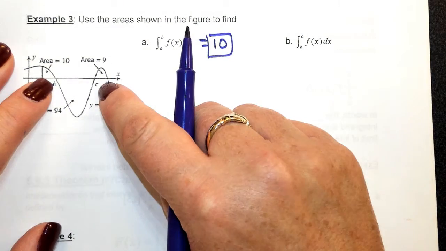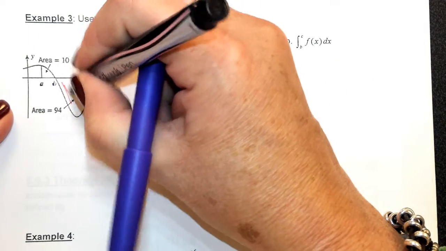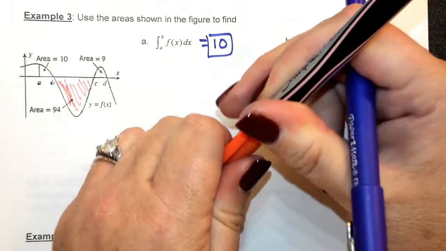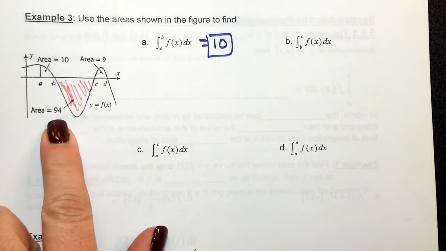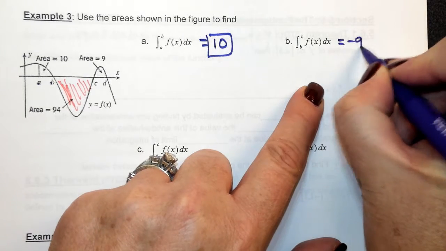From B to C, now be careful because this region is not above the x-axis. This region is falling below the x-axis. So what do we know about this area below the x-axis? It's not going to be positive 94, but it's going to be what? Negative 94.